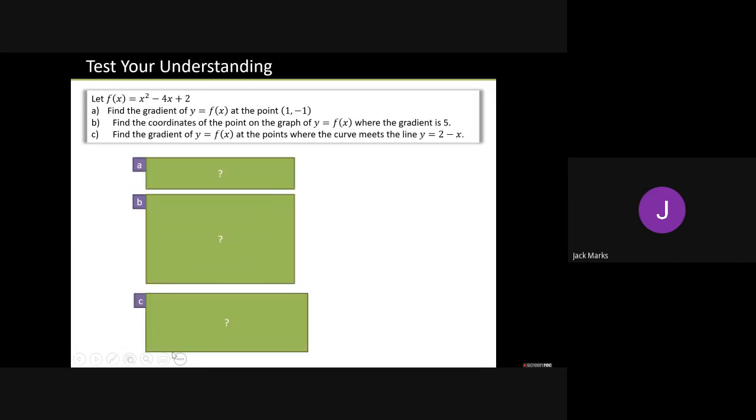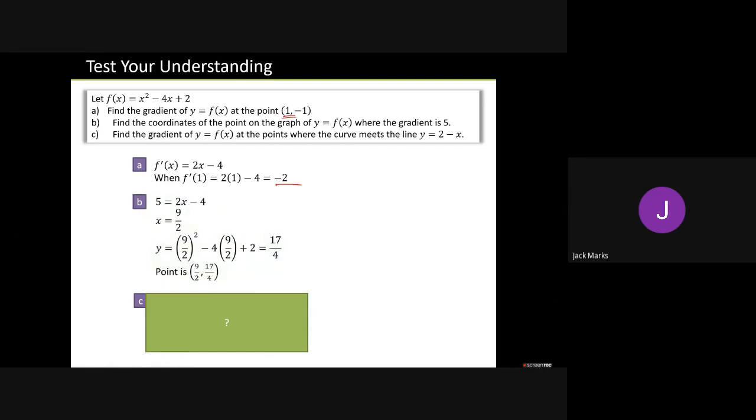Pause the video, have a go. Very similar question there on the board. I'm assuming you've done that. Differentiate first to find the gradient function, 2x minus 4, and then put the x value in. You get minus 2. Find the coordinates where the gradient is 5.